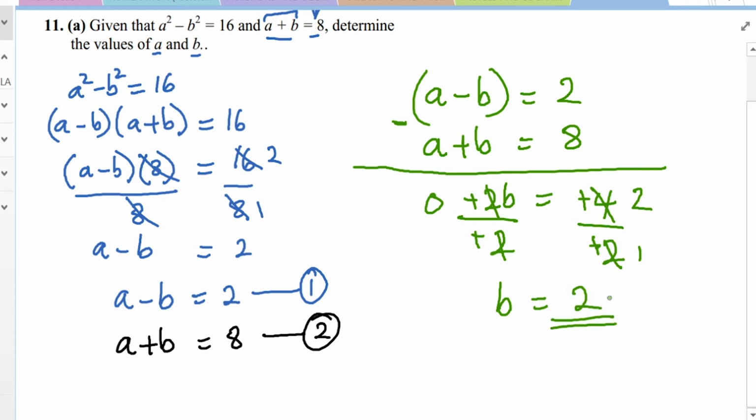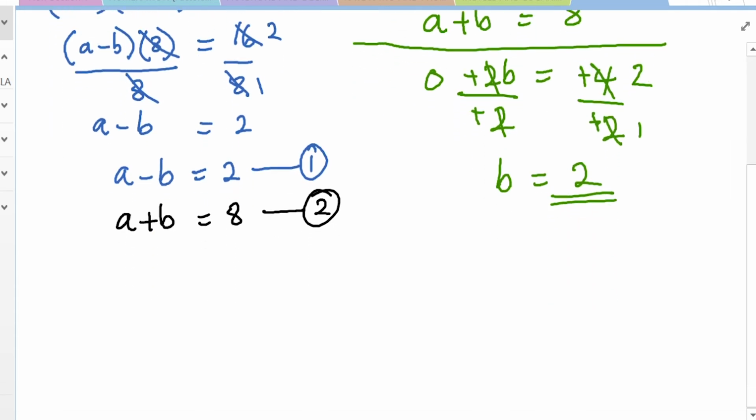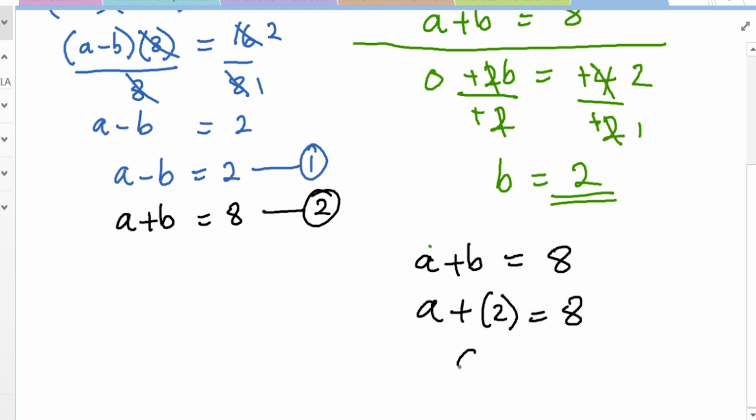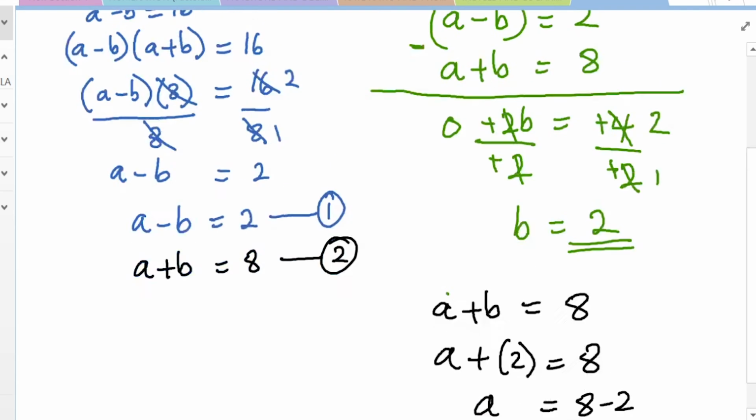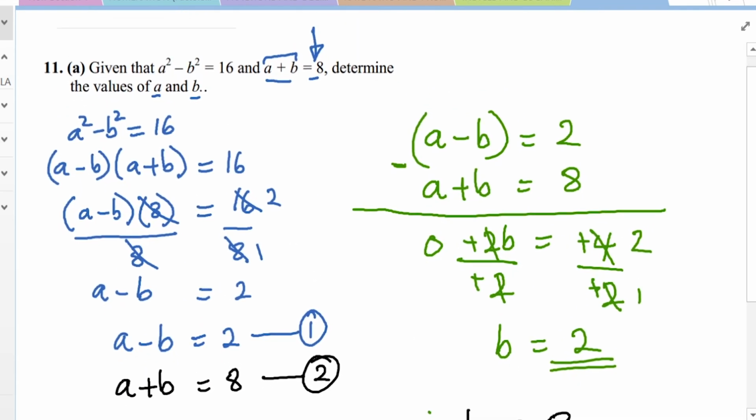After getting our value of b as 2, we can go ahead and find the other value, a. We can choose an equation: a plus b is equal to 8. Our value of b, which is 2, a plus 2 is equal to 8. Then here our value of a is definitely 8 minus 2, and we have our value of a there as 4. So our value of a is 4, our value of b is 2. We've answered the question that says find the values of a and b.